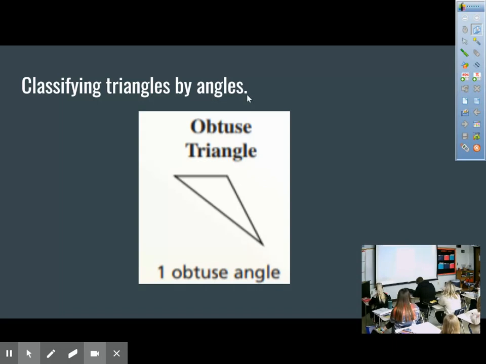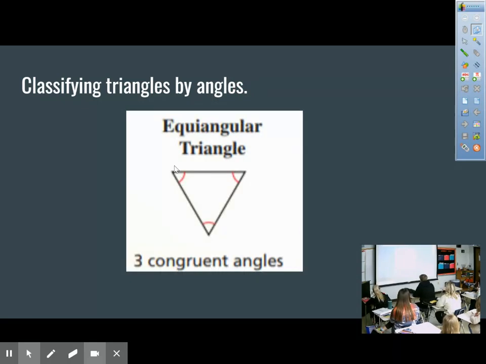All right, example. Oh, sorry, there's one more. Equiangular triangle. An equiangular triangle has 3 congruent angles. So equilateral had 3 congruent sides. Equiangular has 3 congruent angles. So equilateral, 3 congruent sides. Equiangular, 3 congruent angles. All 3 angles are the same measure.